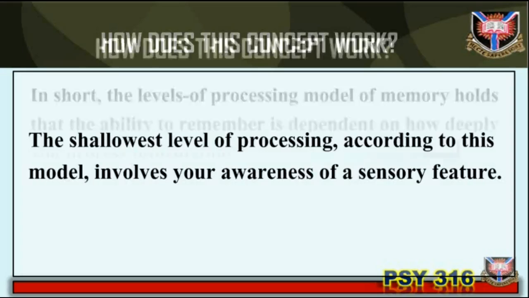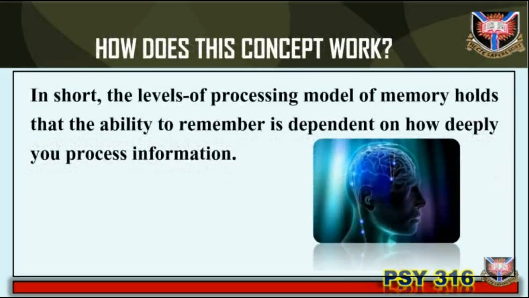In short, the levels of processing model of memory holds that the ability to remember is dependent on how deeply you process information. For example, your ability to remember a mobile phone number given to you by an old friend depends on how deeply processed the information is in your memory.